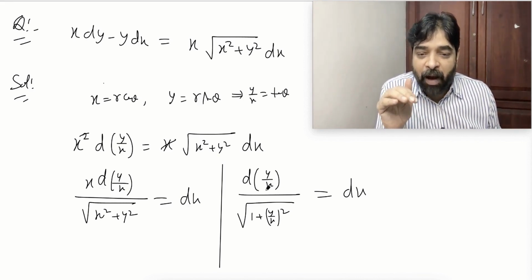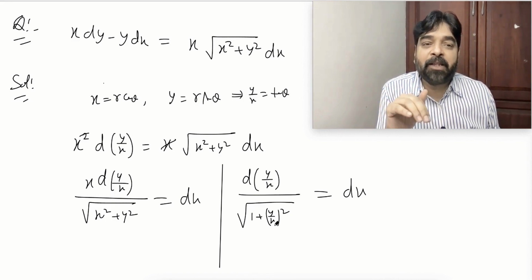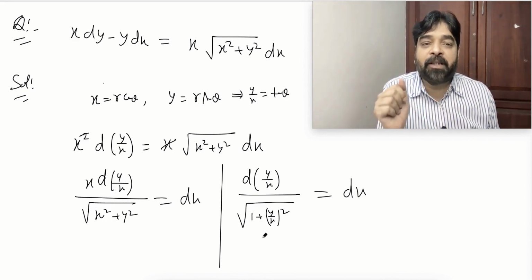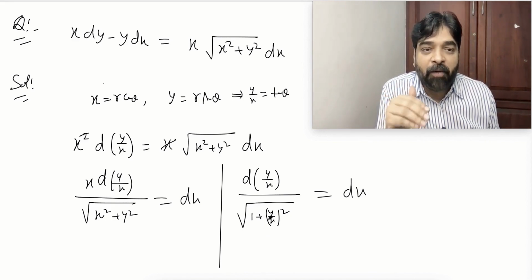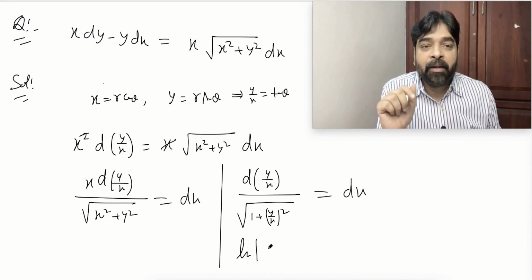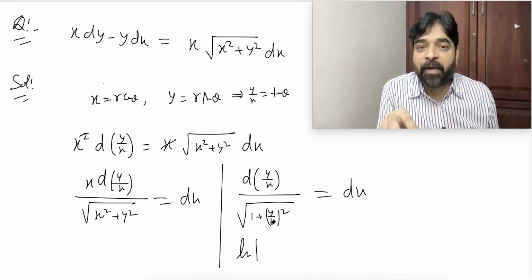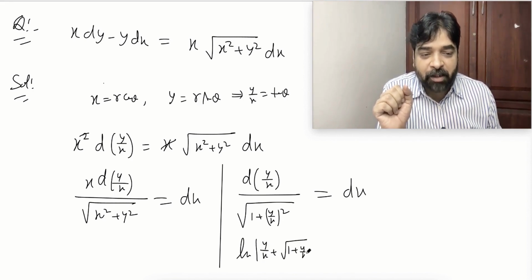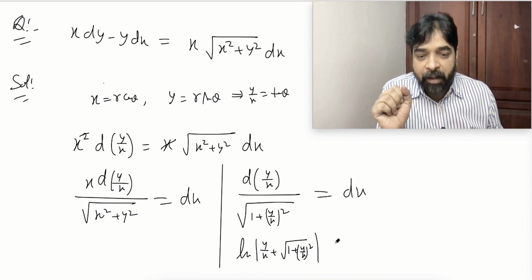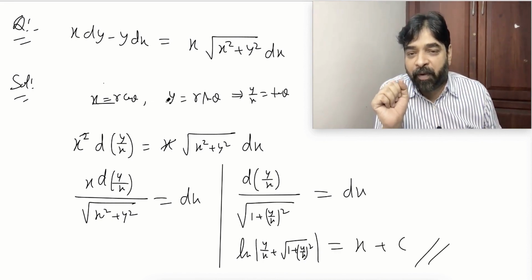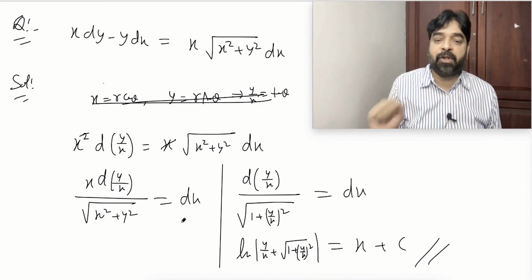So d of y by x divided by root of 1 plus y by x whole square means this is the form of dt by root of 1 plus t square, and that integration is what? Ln t plus root of t square plus 1, like dx by root of x square plus a square. Ln of y by x plus root of 1 plus y by x the whole square is equal to x plus c. This is the solution. I don't think this is required for this question.